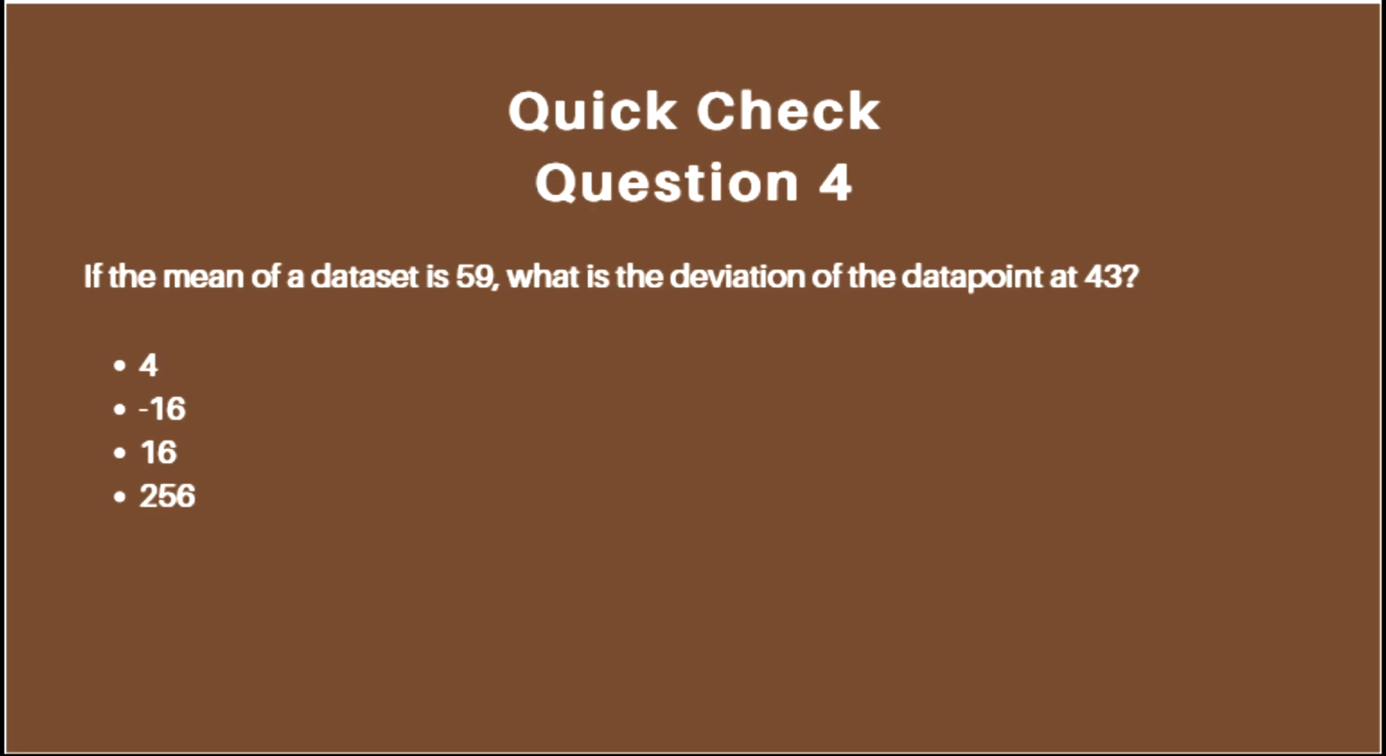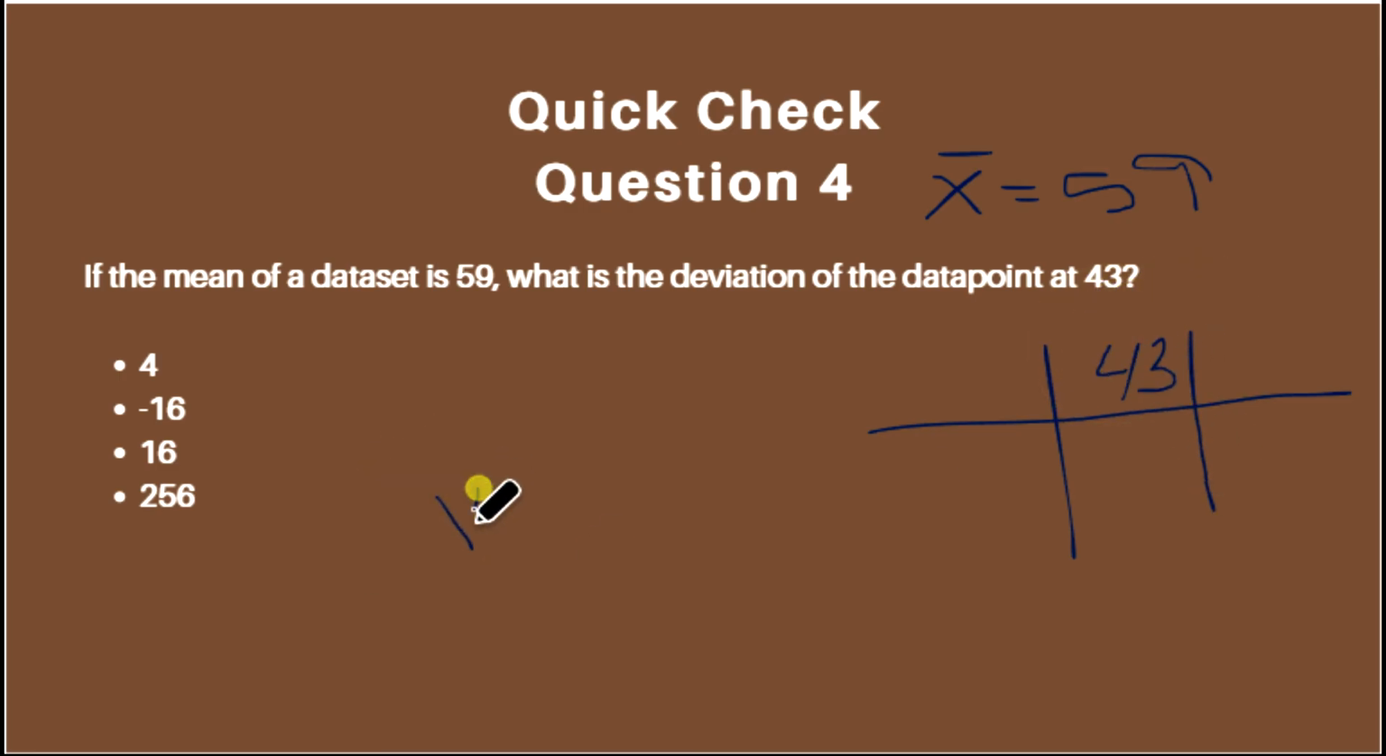Quick check question number 4. If the mean of a data set is 59, what is the deviation of the data point at 43? Don't make this harder than it has to be. What that means is that the x bar is equal to 59. And if we have our little table full of data points, it just wants to know right here at number 43, what is x minus the mean of x. That's all it wants to know. So solve that and put in your answer.